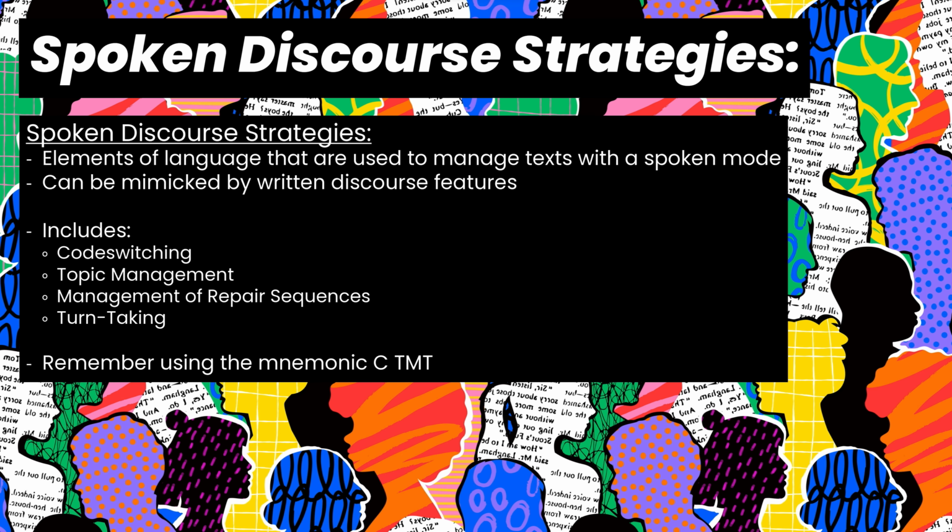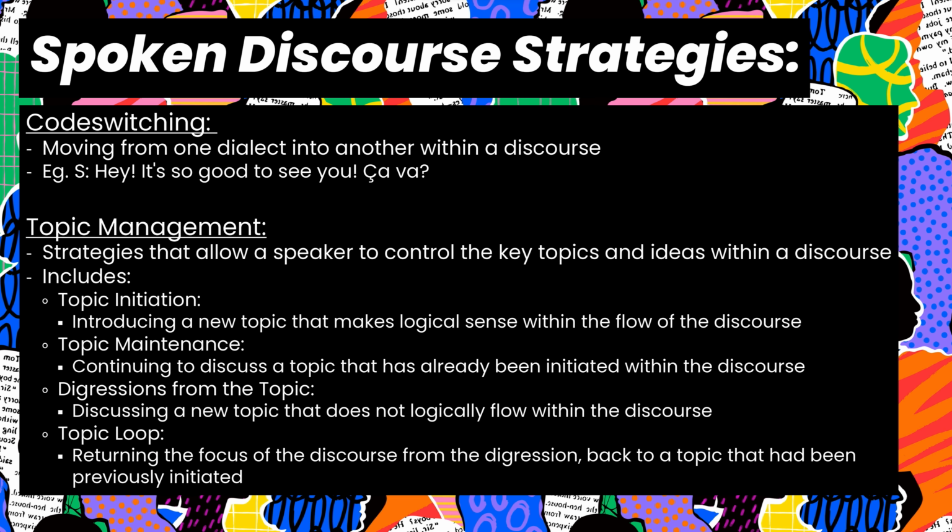Now, there are 4 spoken discourse strategies, and we remember these using the mnemonic CTMT. And that, of course, includes code switching, topic management, management of repair sequences, and turn taking. So let's jump into these and explain in a little bit more depth what each of the spoken discourse strategies involves. We'll start off with code switching.